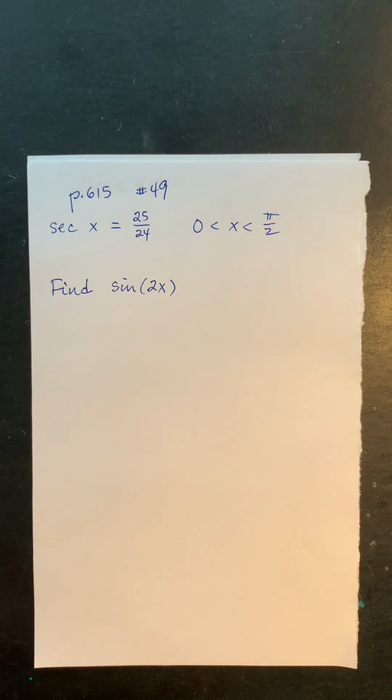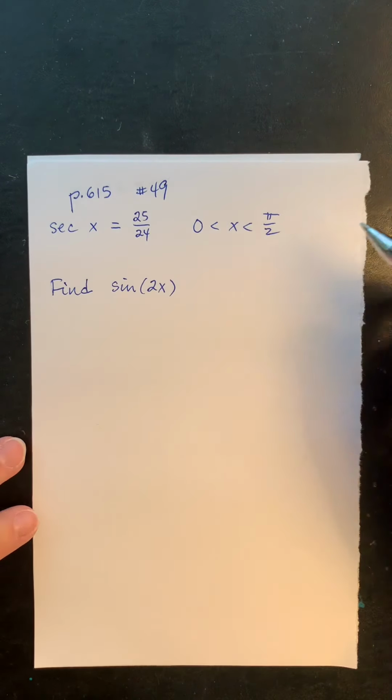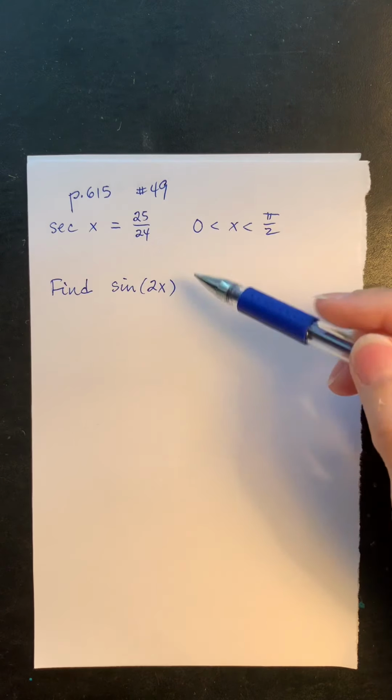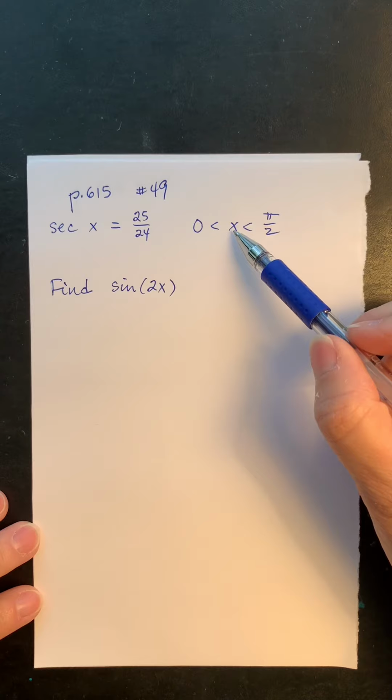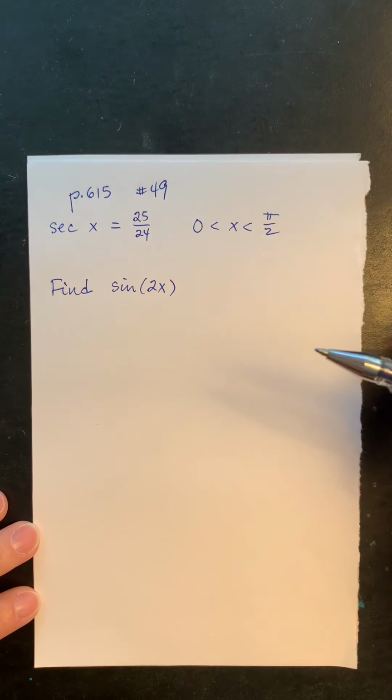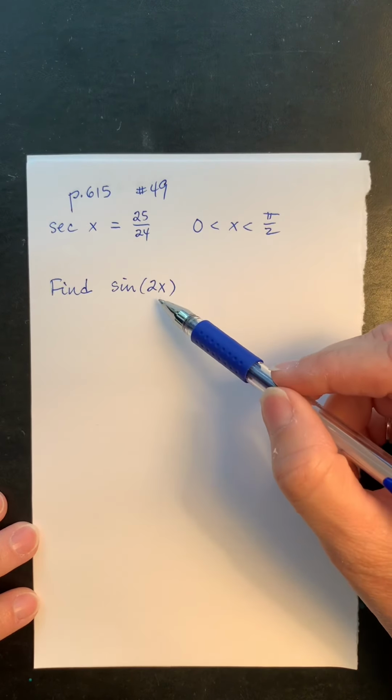Okay, this is problem 49, page 615. In this problem, we know that the secant of x is 25 over 24. We know that x is greater than 0, but less than pi over 2. And we're supposed to find the sine of 2x.